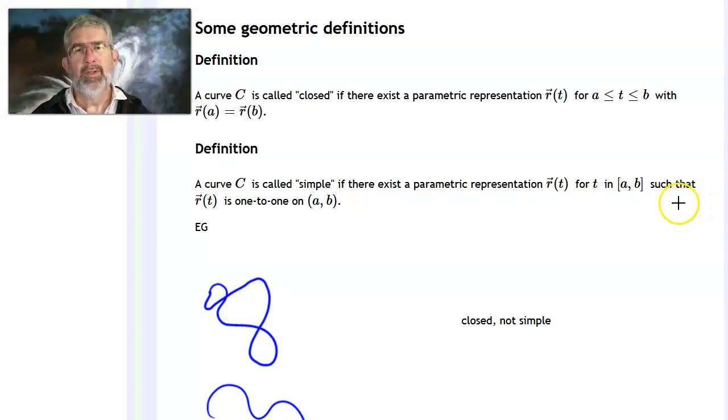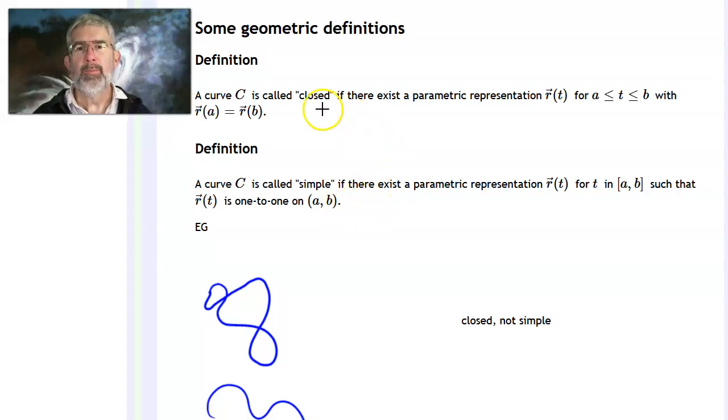Hello and welcome. In this video I want to just fill you in on some definitions regarding curves and regions in the plane so that in subsequent videos when we talk about vector fields and when the vector fields are conservative, we'll have these definitions already in our vocabulary.